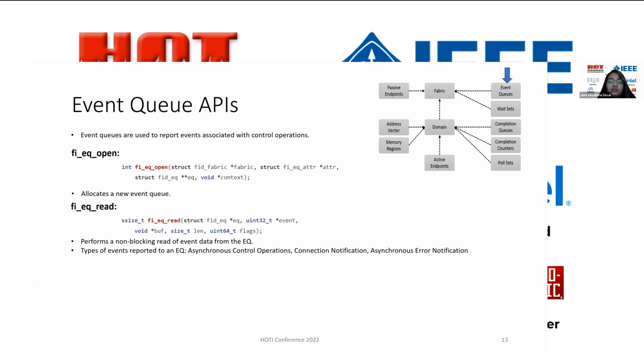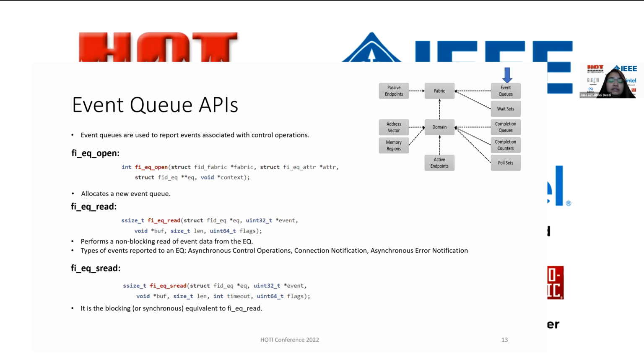Now, once the event queue has been created, we need to start reading for any events coming in. So we have two types of APIs for reading from event queues. The first call is fi_eq_read, which is a non-blocking call. It is used to collect and report the completion of asynchronous operations and events. The format of the event data is based on the type of event retrieved from the EQ. So the types of events can be control operations or connection and error notifications. Of course, all of these event types are asynchronous. On success, fi_eq_read returns the number of bytes read from the event queue.